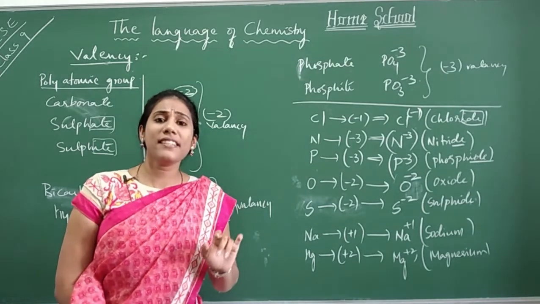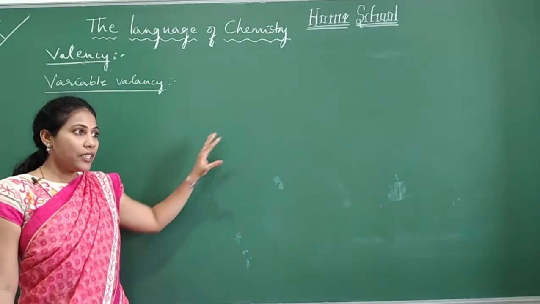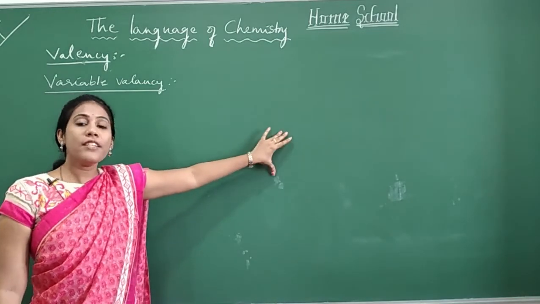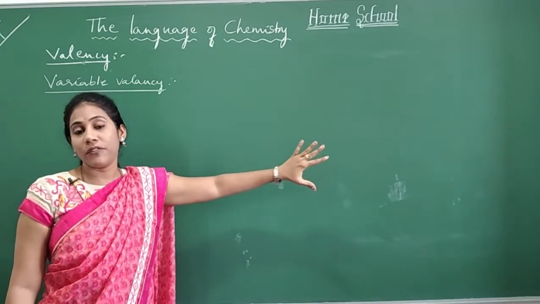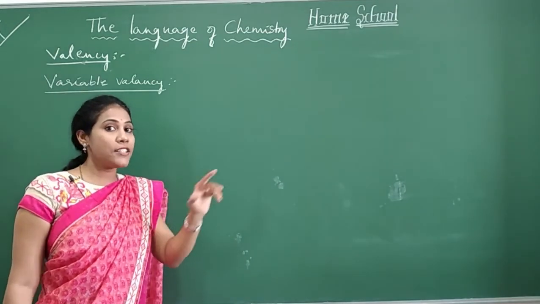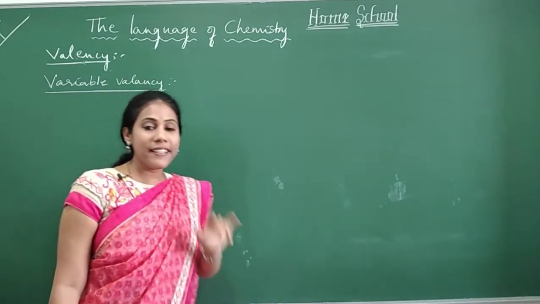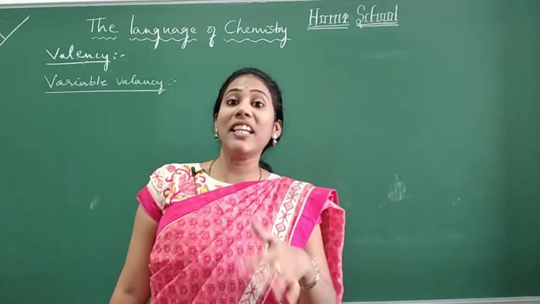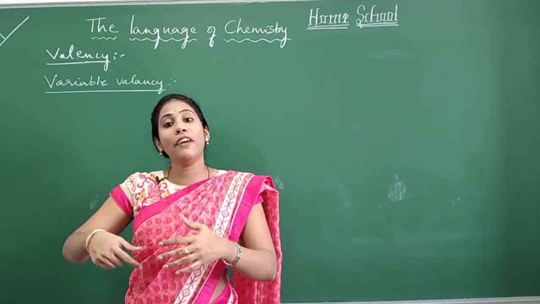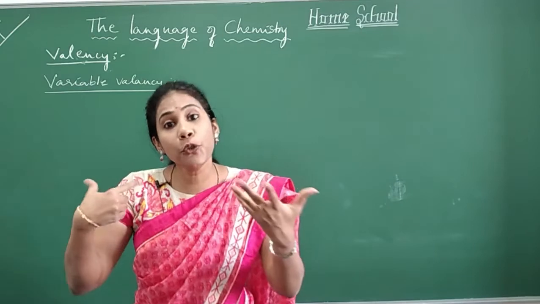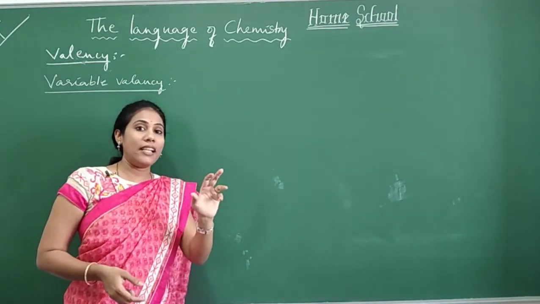And now let us discuss variable valency. If you can observe, I gave you valencies of group 1, group 2, then 13th to 18th. But I did not give valencies of group 3 to group 12 elements. Isn't it? It is because they have variable valency. Each element can have 2 or more than 2 different types of valency. Okay, that is called variable valency.